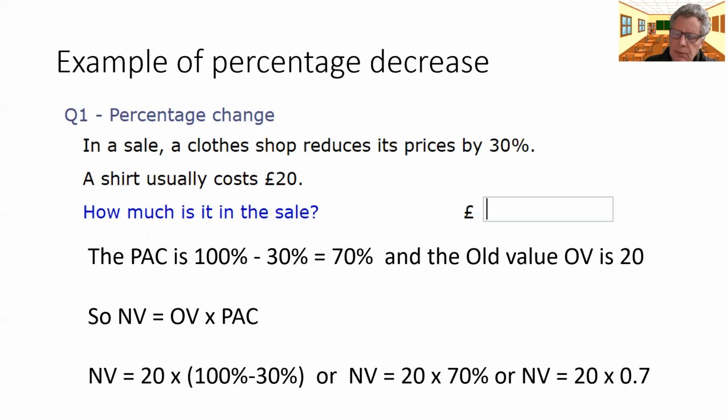Or if we want to use multipliers and we're happy using multipliers, we know 70% is 0.7. We can go 20 times 0.7. Any of those will do. I don't mind which one you do, as long as you get it right. But what I would advise you to do is to stick to one method.